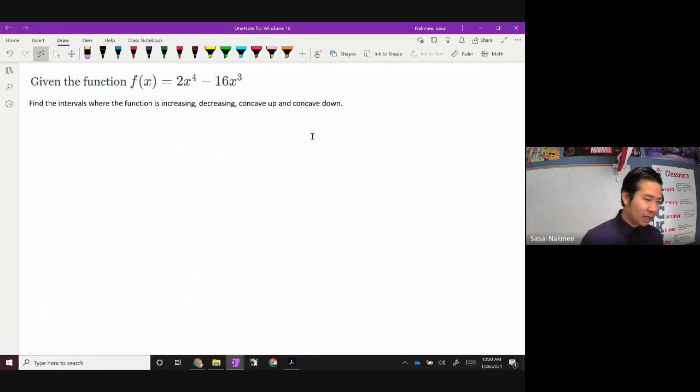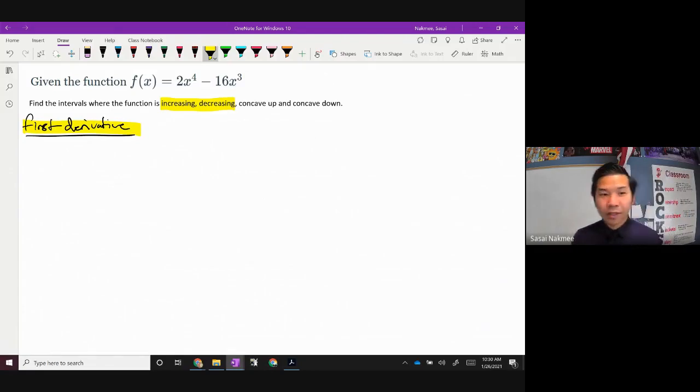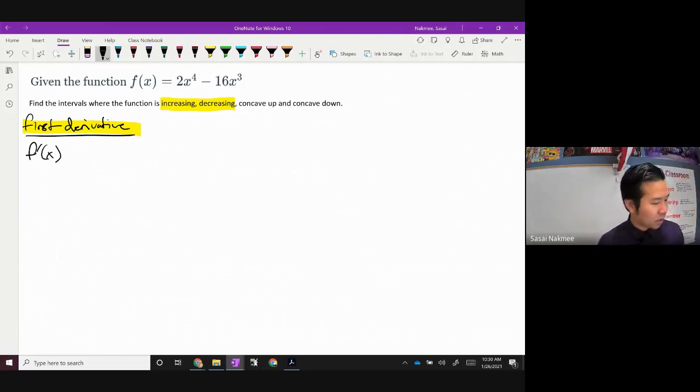All right. So to find out when the function is increasing or decreasing, that's going to be using the first derivative, the first derivative test. So basically take your function, take the first derivative of it, and that'll help you out right here. So f prime of x, go ahead and take the derivative of 2x to the fourth minus 16x to the third. I'm going to end up with 8x cubed minus 48x squared.